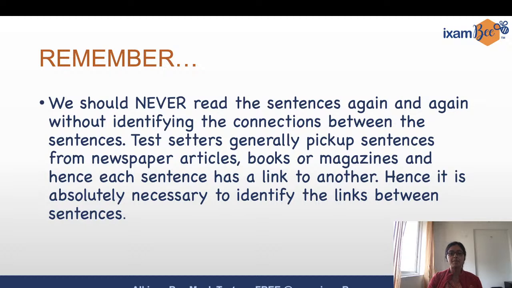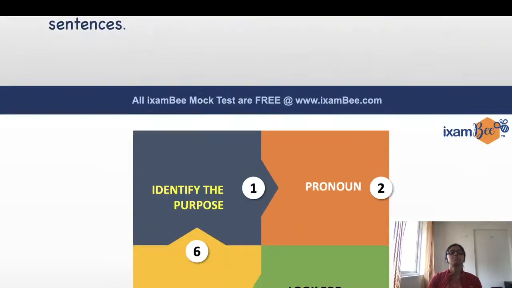Usually, test setters pick up sentences from newspaper articles, from books, from magazines. And obviously, these are paragraphs. So they definitely have a logical sequence. They have a logical connection. So your target from the beginning would be to find out the connection. That's the first strategy. We need to find out what the passage is talking about. Let's look at the other strategies.